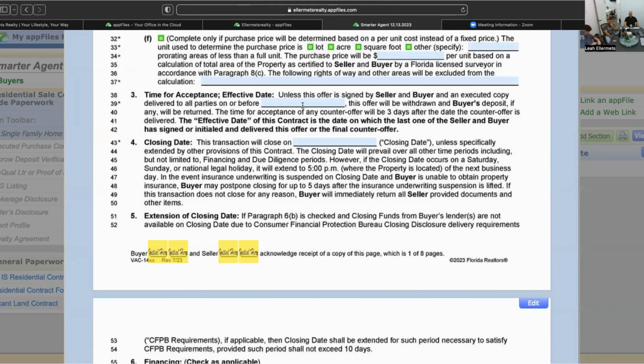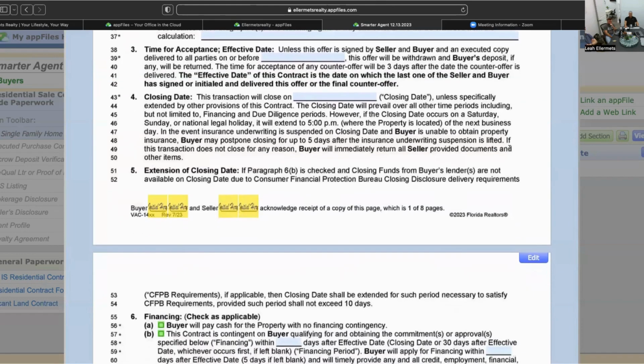Time periods for acceptance. Of course, this is the same as any other contract we do. You put in whatever the buyer and seller are comfortable with, okay? And it's the same as always. Effective date is the day the last seller or buyer has initialed the last change or final counteroffer, right? Closing date. Same as any other contract we do.